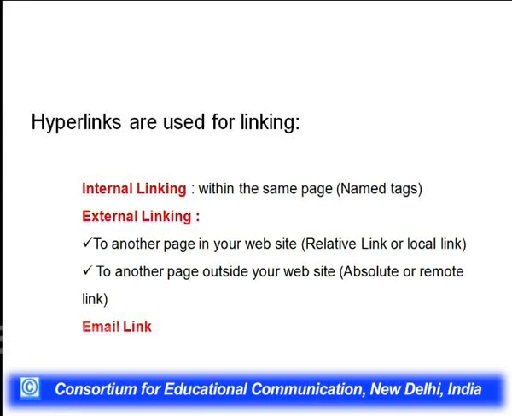So you have links like go to the top of the page, go to the bottom of the page. Such links are also there, which are called links linking between the parts of the same page. These are known as internal links. So internal linking is linking within the same page, and external linking can be of two types: to another page in the website, so you can have a relative or a local link, or to another page outside your website, which is known as an absolute or remote link.